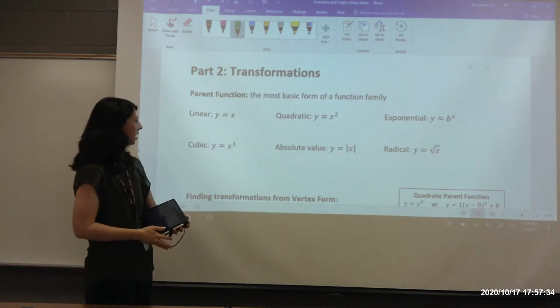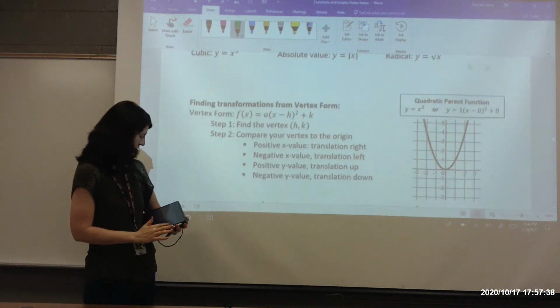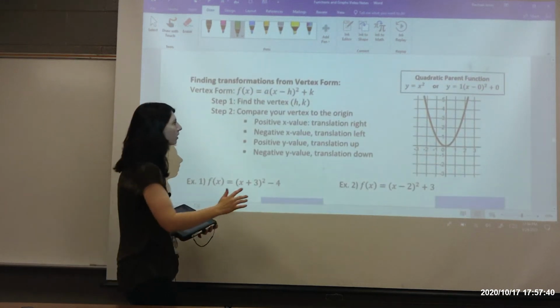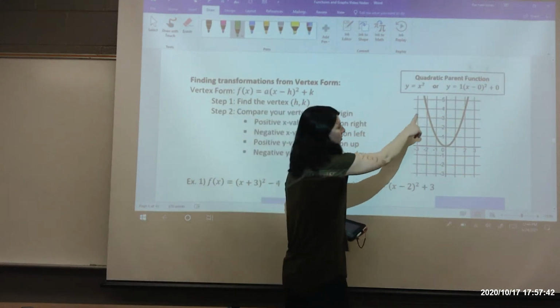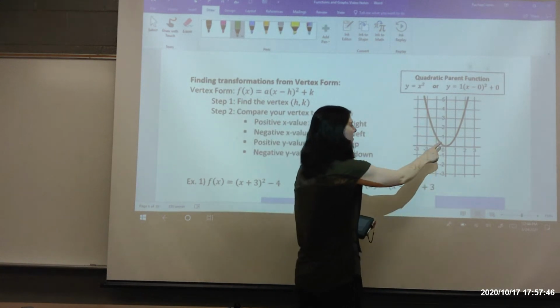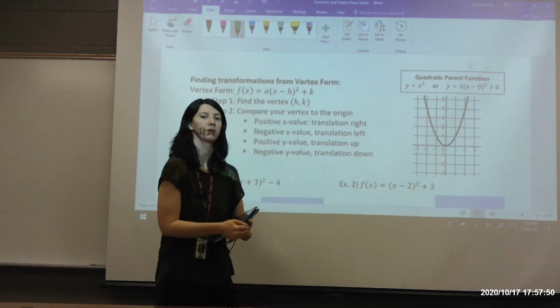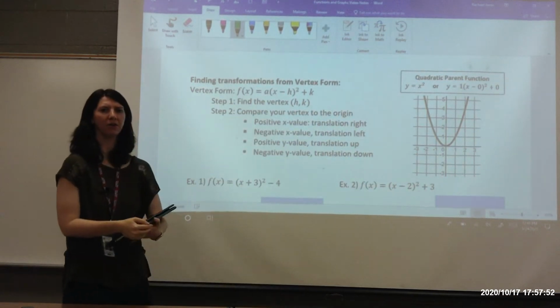So you need to know what the parent function graph looks like. And that's right here. This is the quadratic parent function. It's just y equals x squared. The vertex is at the point 0, 0, the origin. And that's important. That's what we're going to compare everything to.